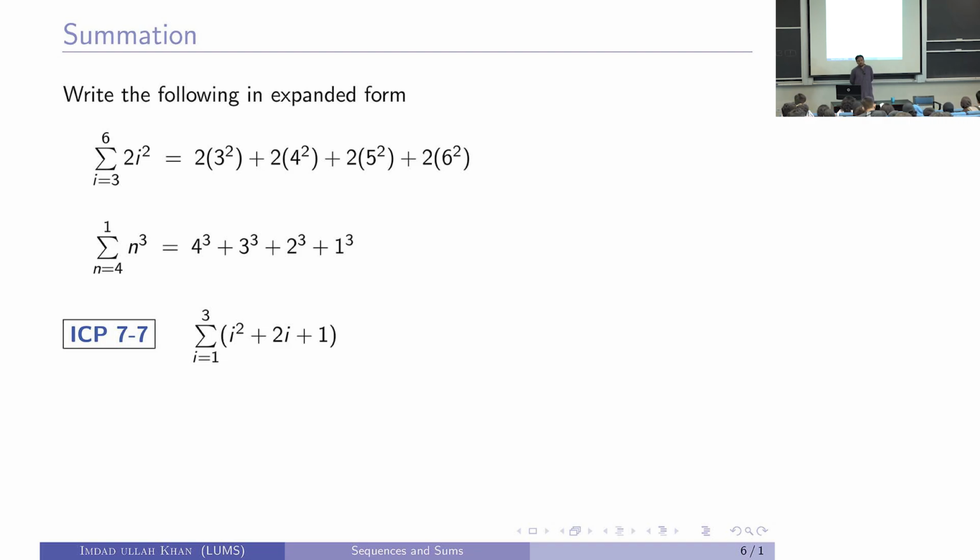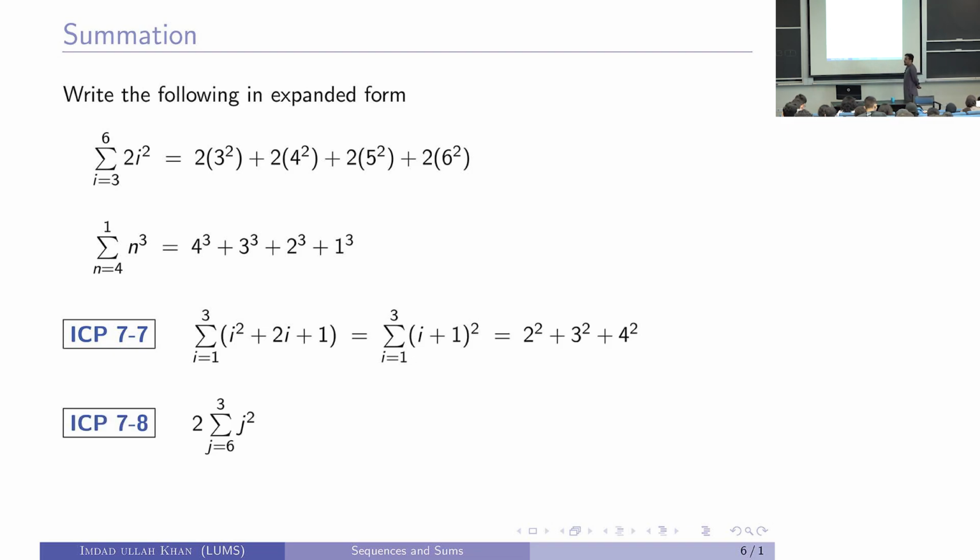Do this, don't jump to solutions. i equals 1 to 3, the sum of i squared plus 2i plus 1. What is i squared plus 2i plus 1? This is (i plus 1) whole squared, right? Now it's much easier. Can you tell me a few terms here? What is the first term in this summation? 2 squared, then 3 squared, then 4 squared, then that's it. 3 terms here: 2 squared plus 3 squared plus 4 squared.